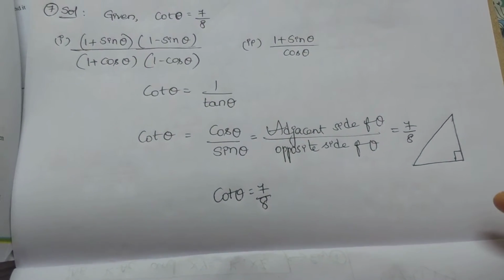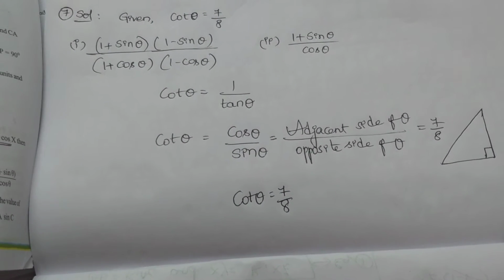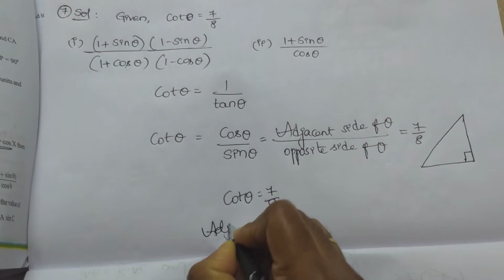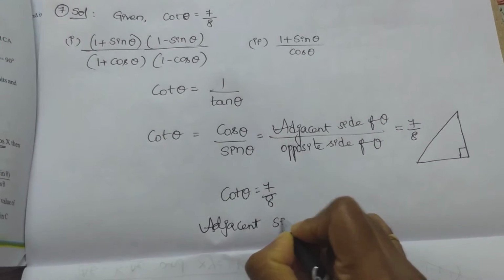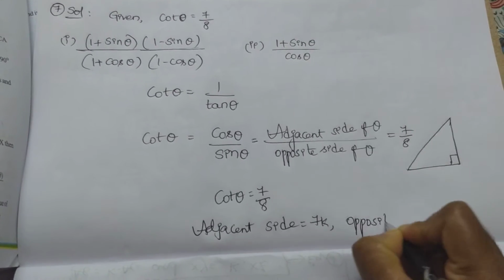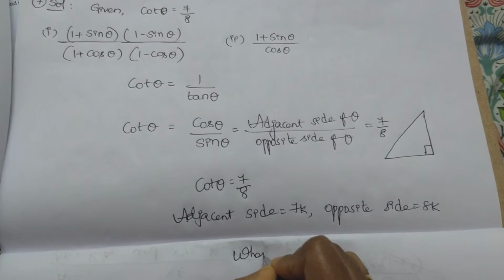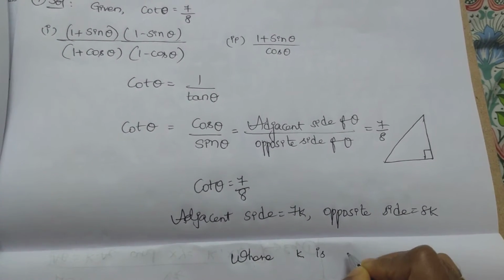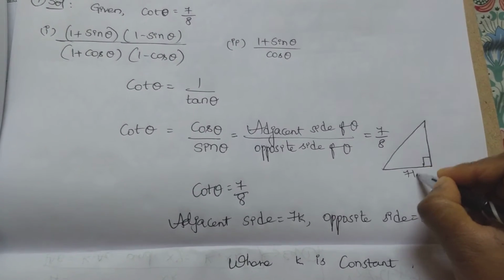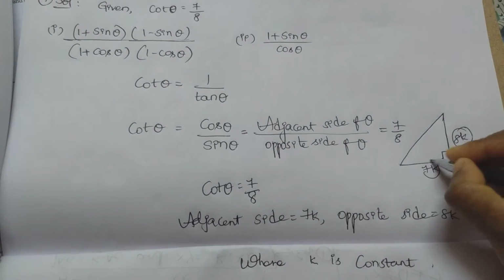So what will I do? Do you remember, we have solved question number 4 and question number 5 in the same way. I will take the adjacent side equals 7k and the opposite side equals 8k, where k is a constant. So in the figure, in the place of the adjacent side I am writing 7k, and in the place of the opposite side I am writing 8k. So we know two sides.